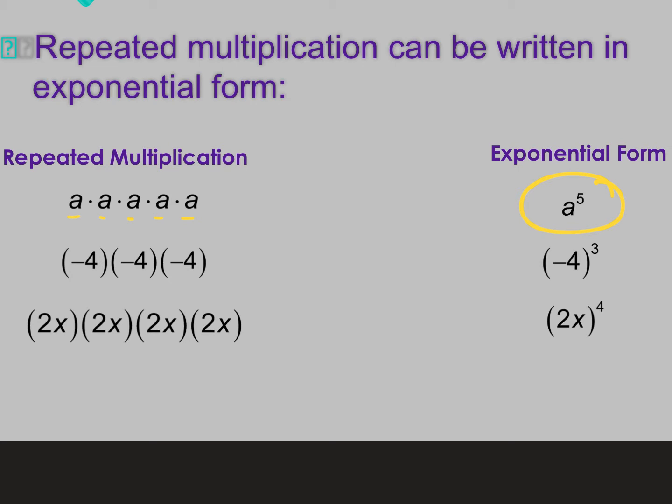If I have negative 4 to the 3rd power, that's negative 4 times negative 4 times negative 4. So negative 4, 3 times. And then in the last one, I have 2x to the 4th power. So that is 2x times 2x times 2x times 2x. So it's 2 multiplied 4 times and x multiplied 4 times. So that would be 2x to the 4th power.